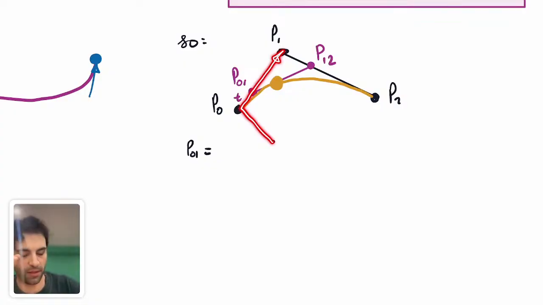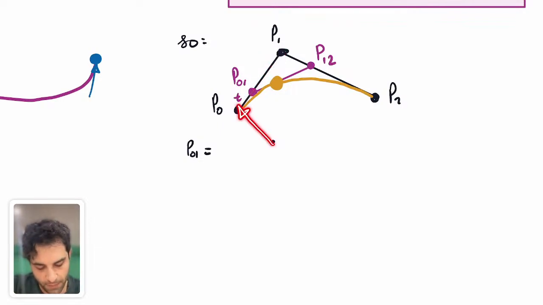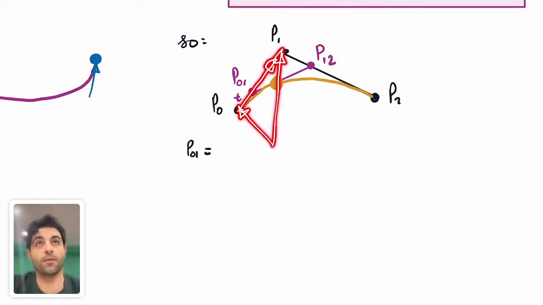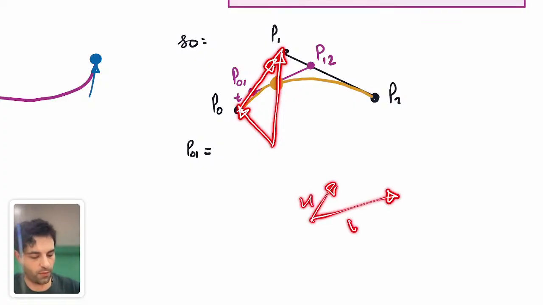How do I find the vector from here to here? Remind me, how do I find that vector? Any ideas? So I've got a vector, this is P0, this is P1, yeah? How do I find the vector that points from here to here? So I've got a vector, let's say u, and a vector v, and I want the vector to go from u to v. What do I do?